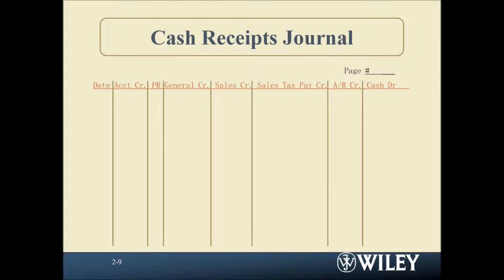Compared to a sales journal, a normal cash receipts journal has 8 columns: the date of the transaction, the account credited, a posting reference, a general credit column, proceeds not from sales or customer payments, sales credit, sales tax payable credit, accounts receivable credit, and a cash debit.